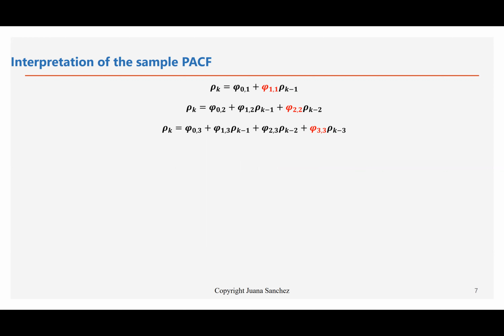autocorrelations, which are the coefficients rho that we introduced in earlier lectures, are a function of past autocorrelations. So if you start writing these kind of regression models of autocorrelation at lag k as a function of autocorrelation at lag k minus 1, and k minus 2, the coefficients that go with the last term in these regressions are the partial autocorrelation coefficients. Therefore, you can interpret them as you interpret regression coefficients.